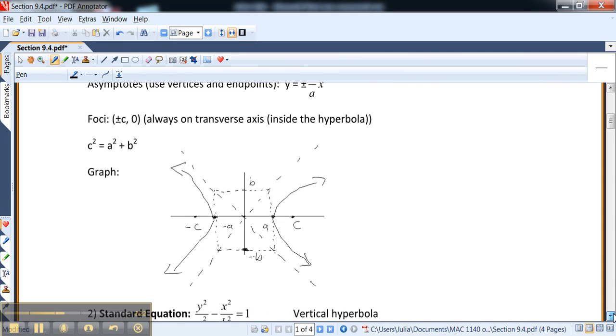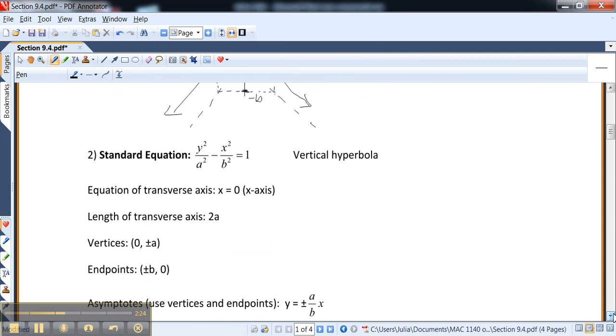The vertical hyperbola looks similar, but notice this time it's the y that comes first. So that's how come the transverse axis, which is basically the axis where the hyperbola sits on, this time should actually be the y-axis. There's a typo right here. As you notice, their vertices are on the y-axis this time. My apologies.